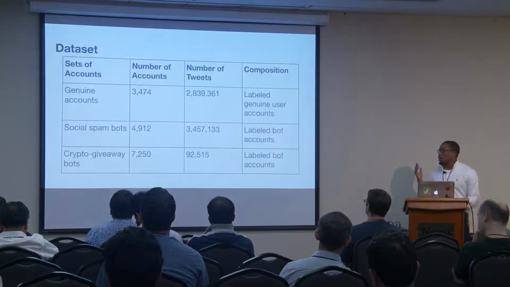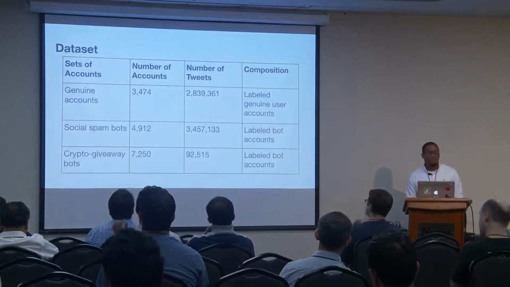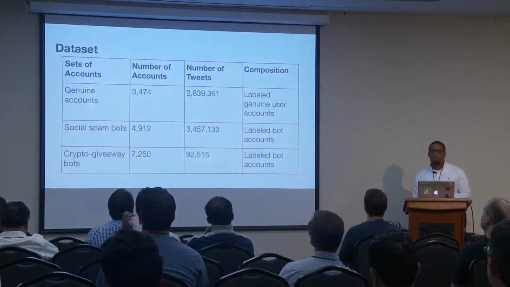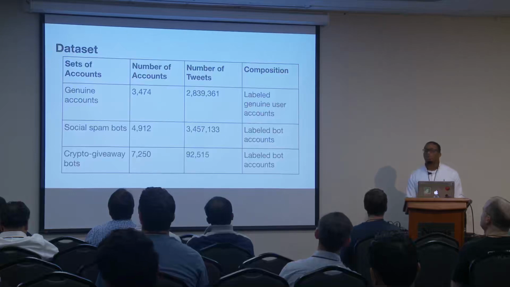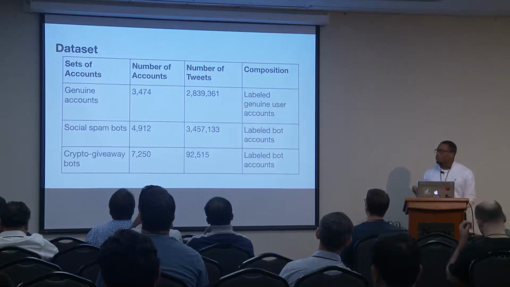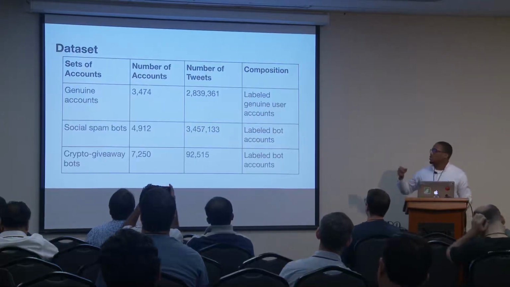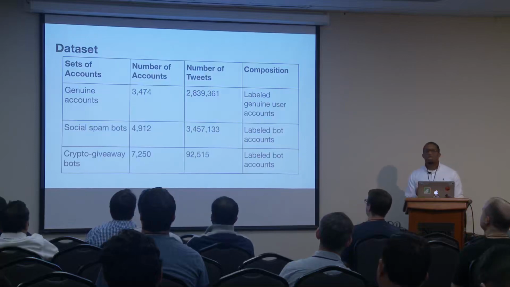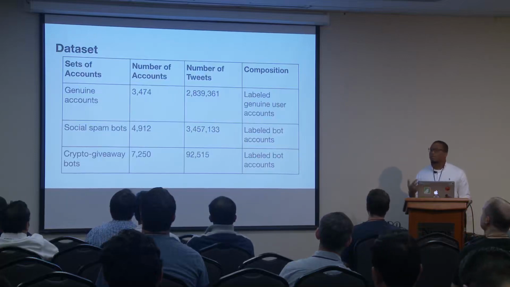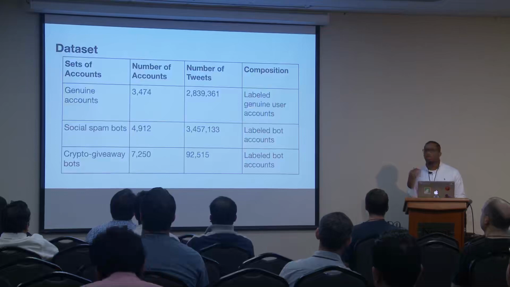This is just a breakdown of what that data set looks like. Fortunately, we were able to use a data set that was actually published by some USC researchers. They have done the labeling on these accounts, which made our job a lot easier. They really have the first 2 rows of this particular table. The last bit, the cryptocurrency giveaway bots, are the bots that we identified throughout this study. This allowed us to bolster our training as we had more bots to identify.